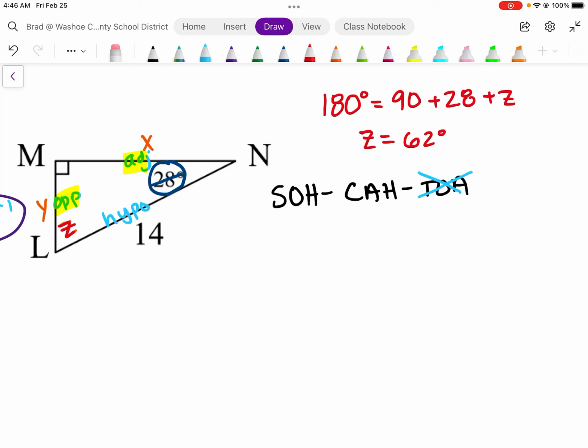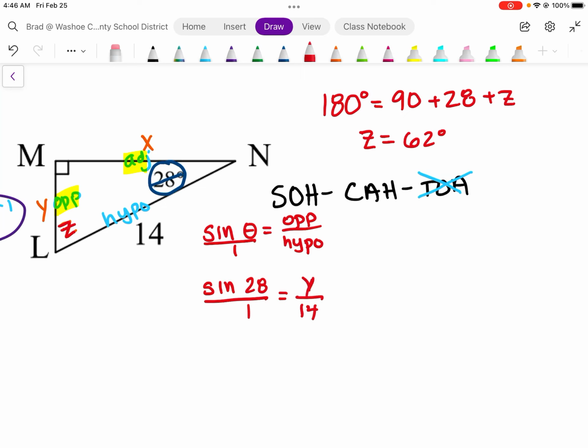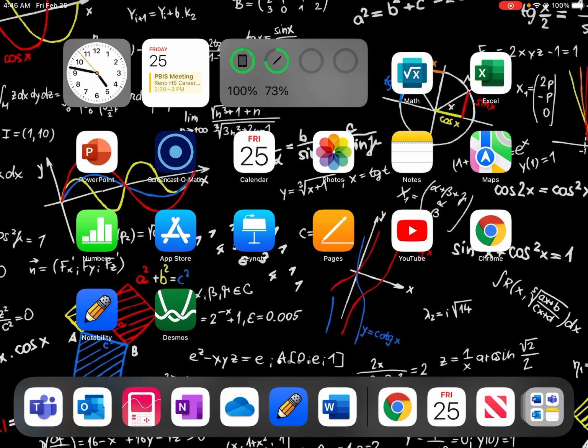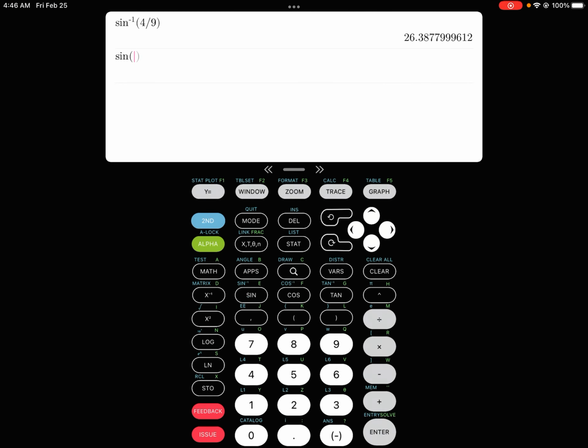Let's use sine first. Sine of theta is equal to the opposite over the hypotenuse. I'm going to make that over 1 because I'm going to cross multiply. So the sine of 28 degrees over 1 is equal to the opposite, which is y, over 14. Hopefully you've been doing this in your classes, friends, but I like to find out what the sine is right off the bat. So this sine 28, we just put into the calculator. Notice that's regular sine because we're finding the side.